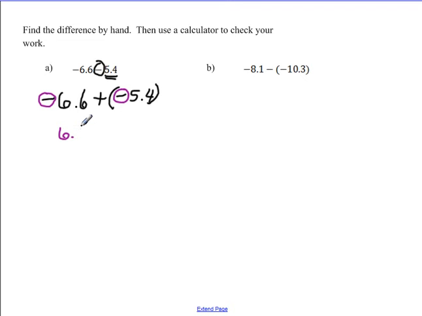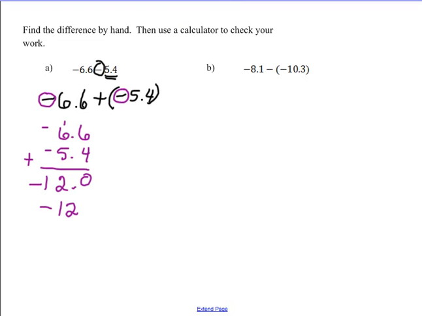So 6.6, remember that was negative. To that we're going to add negative 5.4. And when we add that up, 6 and 4 is 10, so 0, carry my 1. 6 and 5 is 11, plus 1 more is 12. I'm keeping things lined up here, bringing my decimal points straight on down. And because both of those were negative, remember my final answer is going to be negative 12. So I can write it as negative 12.0, or it's also okay just to write it as negative 12. We don't need to write the .0 part.